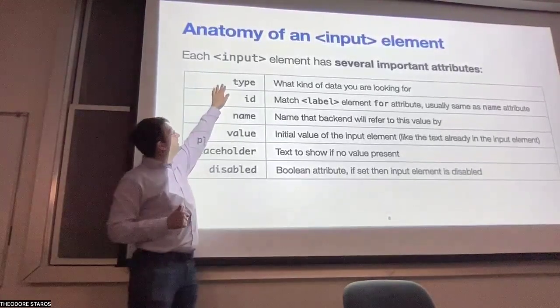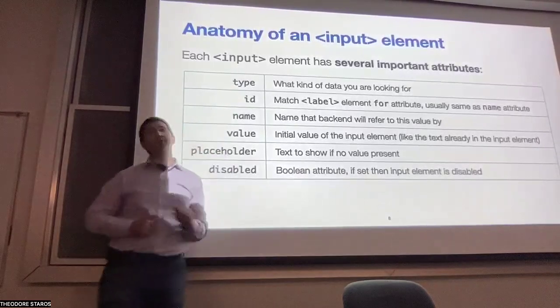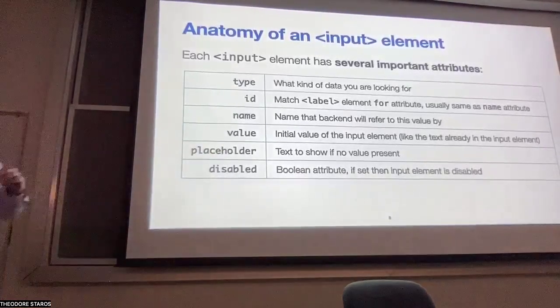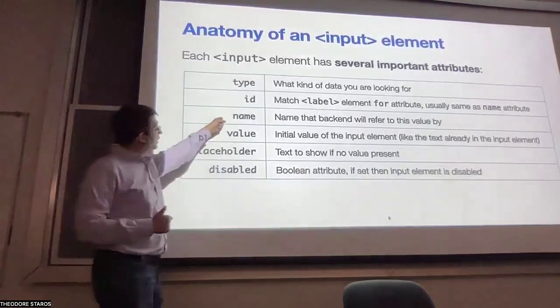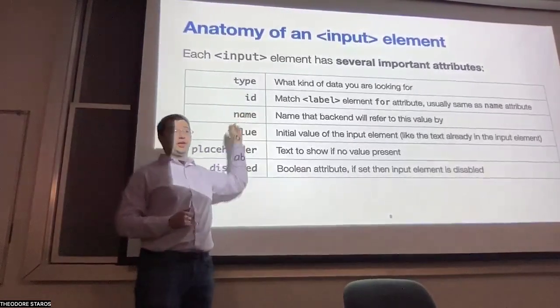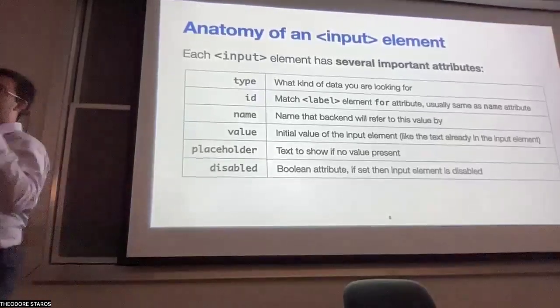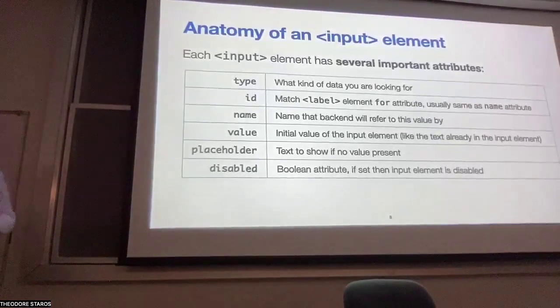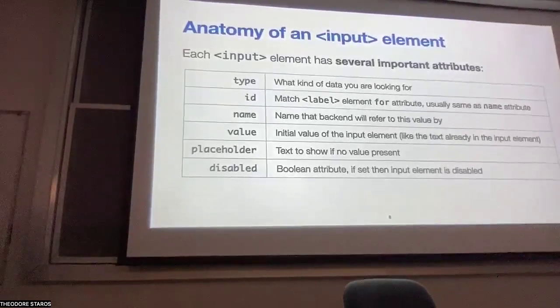You've already seen some of these attributes, the type and the ID attribute on input elements, but now we're going to meet a whole lot more. The most important one is this one called name. Every input element with a name attribute is data that's going to get sent to the server when the form is submitted. So let me show you how that works.